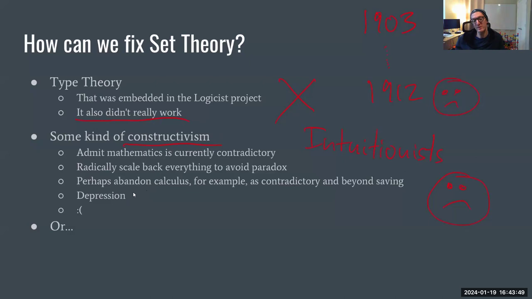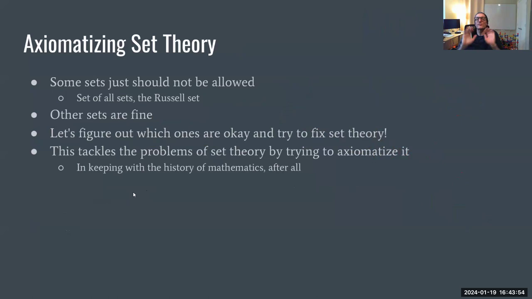All right, what can we do instead? How about we just fix set theory? Look, what's the big deal? Some sets are bad, but most of them are fine. So what sets do we need to get rid of? Set of all sets, you go away. The Russell set, you go away. But other sets are just fine. So can we just have the good sets and not have the bad sets? Let's see if we can do that. So how are we going to do this?